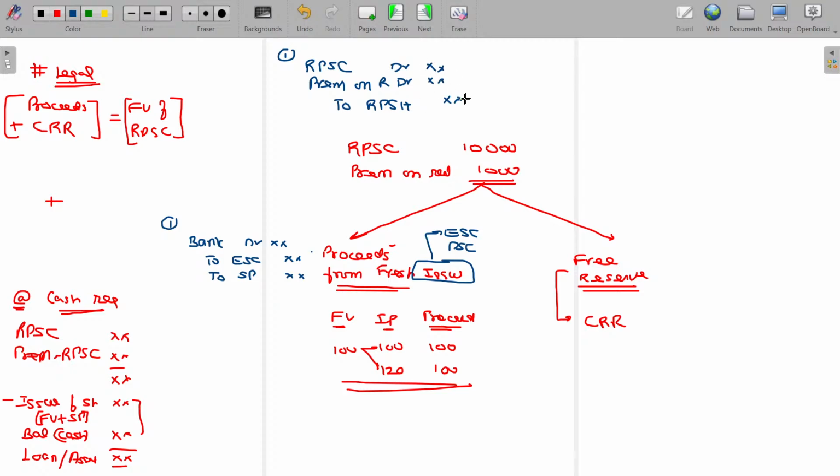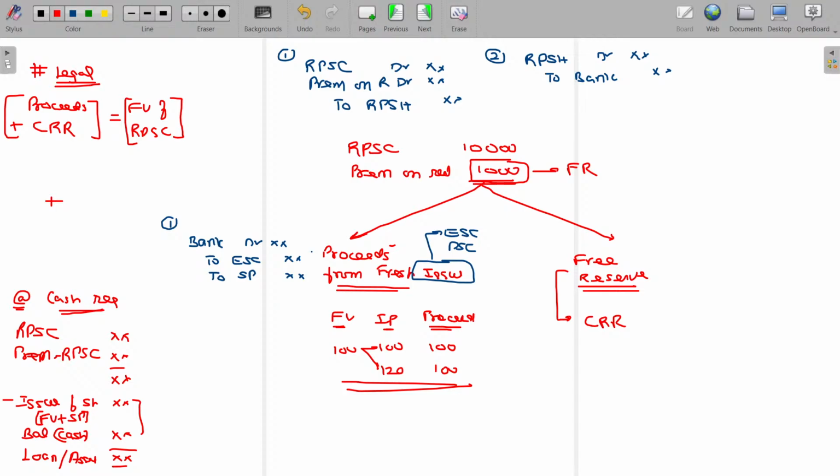The second entry is the payment entry to the redeemable preference shareholders. Redeemable preference shareholders account debit to bank. Now we are settling this. And if you are paying more value than the face value, it's a loss only, no? It can be adjusted in the free resource.